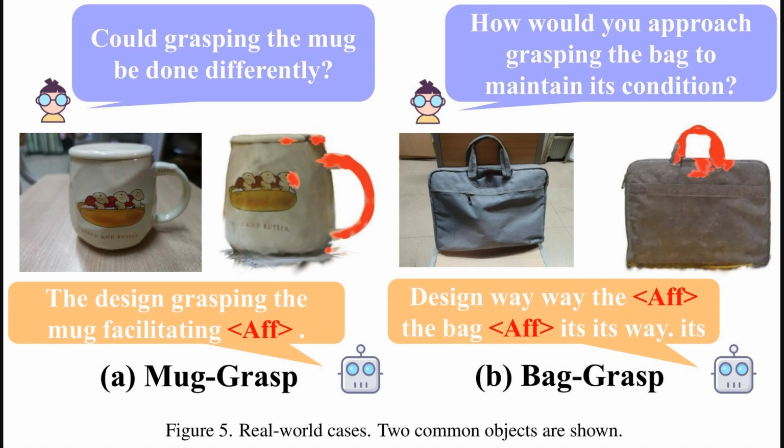Alright, so after looking at how AffordSplatNet performs on the dataset objects in Figure 4, Figure 5 now gives us a peek at how it handles real-world situations. We see 2 examples here, a mug and a bag. For each one, there's a question posed, like, could grasping the mug be done differently? Then we see a photo of the actual object, and next to it, the model's prediction showing the suggested grasping points highlighted in red. The model also generates a textual response, attempting to explain its reasoning for the identified affordance. This demonstrates the system's potential for practical applications beyond just simulated data.